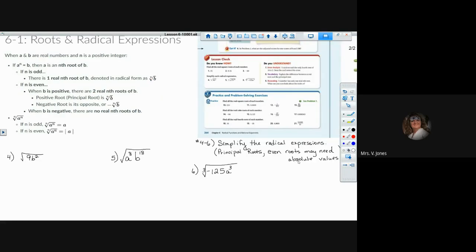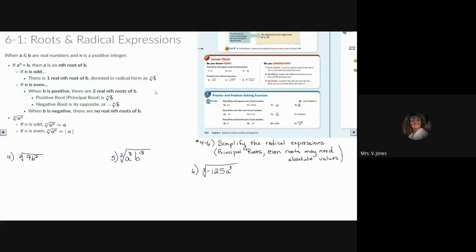All right. The next part, numbers 4 through 6, we're going to simplify these. Now, this one right here doesn't show a number, so that means it's a square root. This one doesn't show a number here either. That means square root, because that's the most common. But if they want to find the 3rd root or the 4th root or so on, they'll put a different number right there.